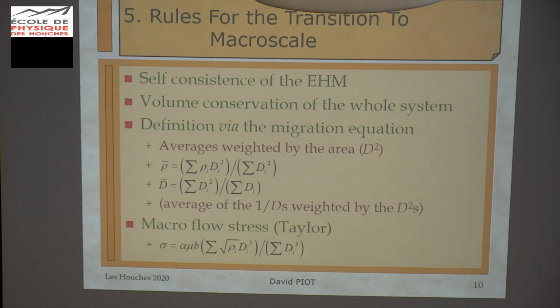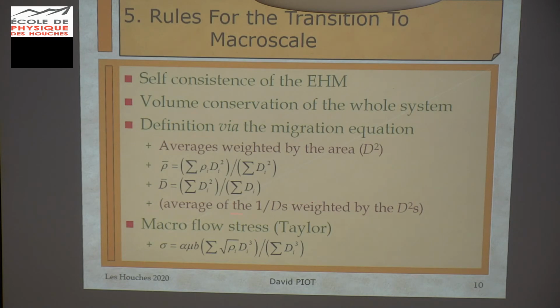By the same way, it's possible to define the average grain size we need to use in the capillarity term in the migration equation. And in this case, we have to make averages of 1 over d, always weighted by d squared. So we have the classical critical diameter in the Elot model. If you want to come back to these historical developments, it's not new.